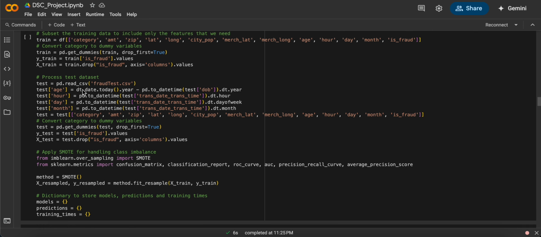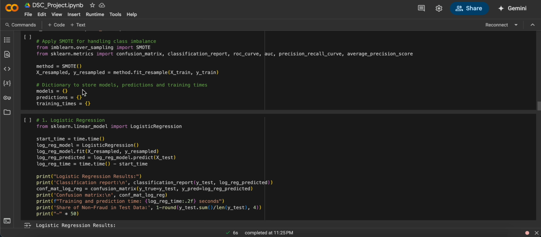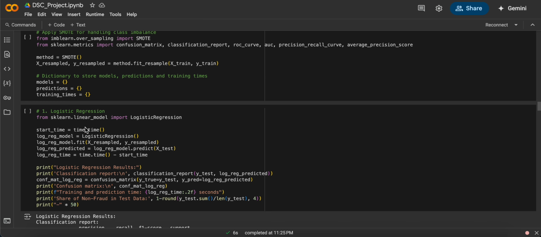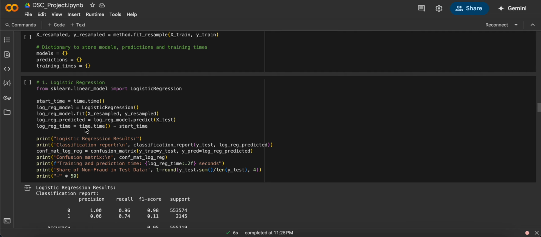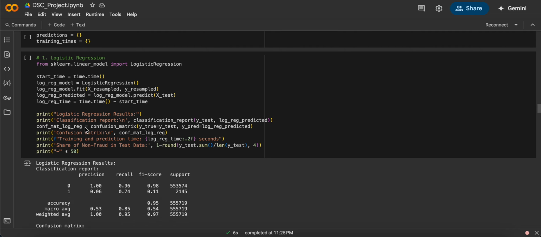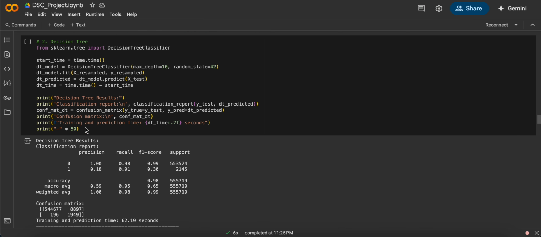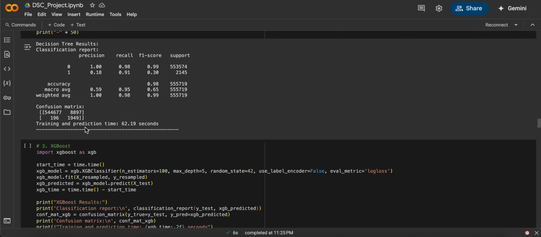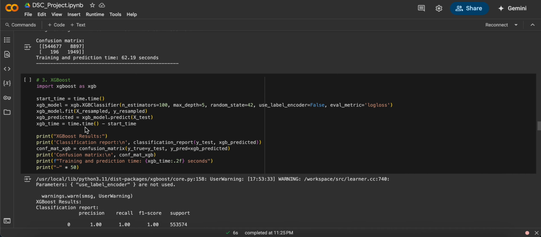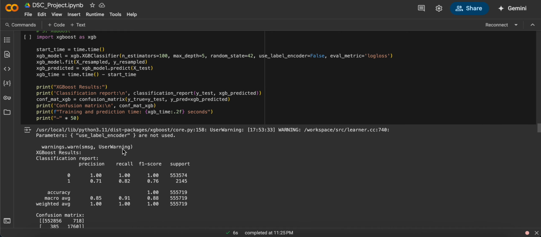Finally, we applied one-hot encoding to categorical columns like gender and category, so they could be used in the machine learning models. We trained 3 different models: logistic regression, decision tree, and XGBoost. Logistic regression had decent precision but a lower recall, meaning it missed some fraud cases. Decision tree improved recall but tended to overfit, while on the other hand, XGBoost performed the best overall, balancing both precision and recall effectively.